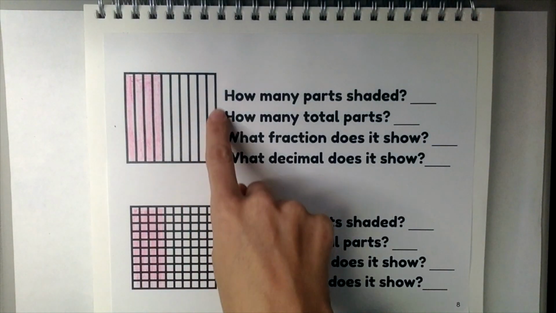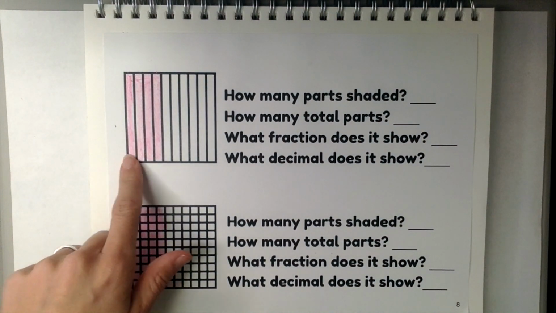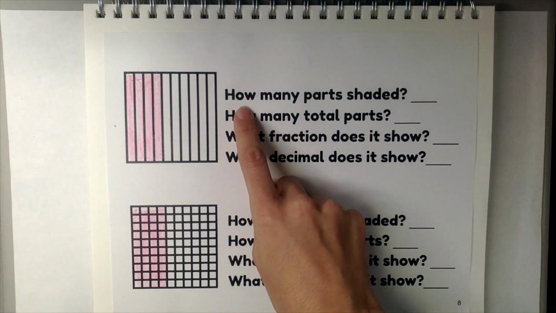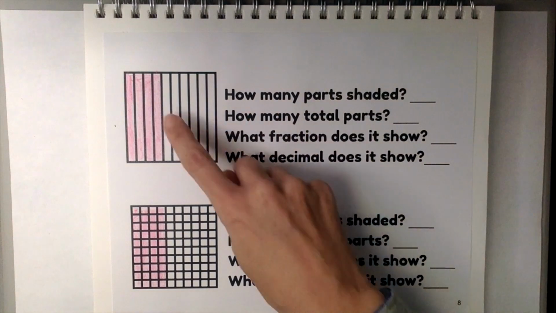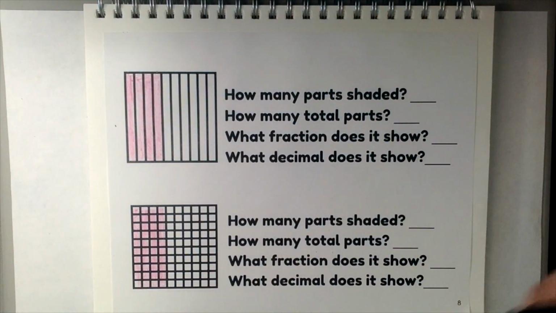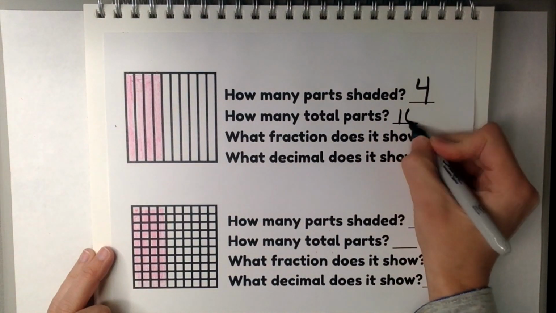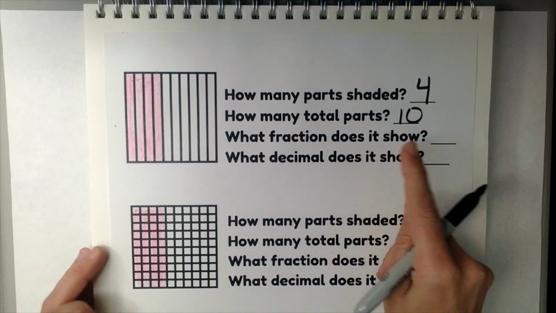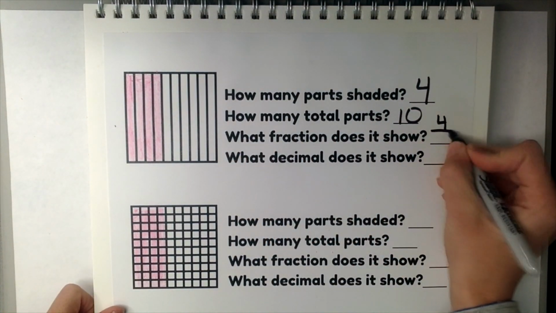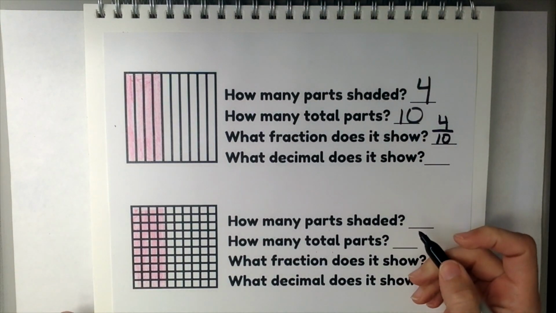So this shows a grid and it has 10 parts. It says how many parts are shaded. So let's look, 1, 2, 3, 4. So we have 4 shaded out of 10 total parts. So what fraction does that show? We know that, 4 out of 10. So what decimal does that show?